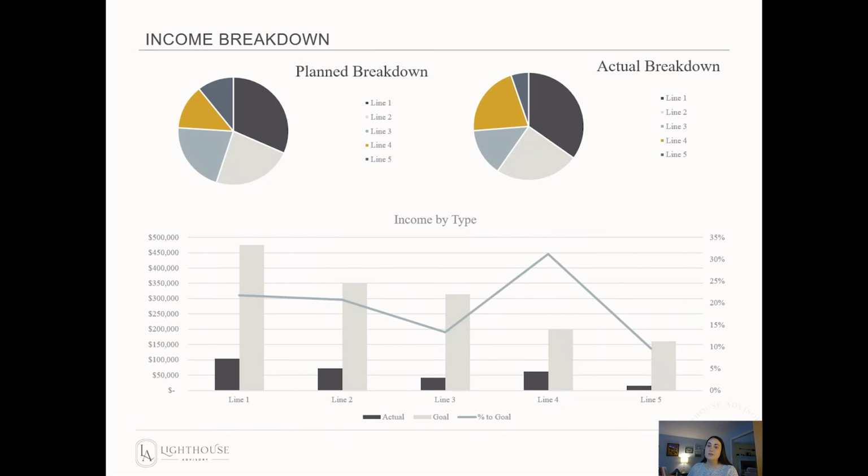You can also look at different lines of business. So what do you expect your lines of business to be from an income perspective? How much are you planning to get from each line of business, and where are you actually? Do you need to be focusing on one line of business over another based on where you anticipate the income to come from? And then down at the bottom, that's just another way to look at the same information. So the percentage towards your goal, as well as the actual income per line of business and the goal per line of business.